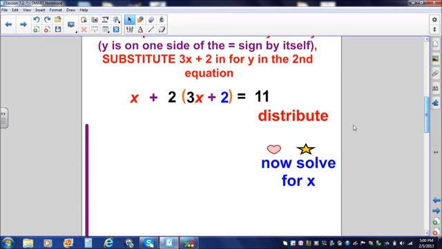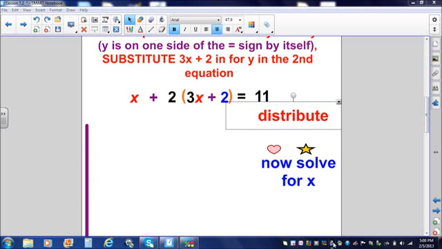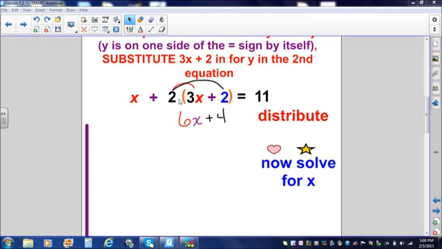Now, I'm going to do the distributive property. I'm going to distribute 2 with 3x. 2 times 3x gives me 6x. 2 distributed with positive 2. 2 times positive 2 gives me positive 4. After I distribute, I'm going to copy down the rest of my problem. So I have x plus 6x plus 4 equals 11.